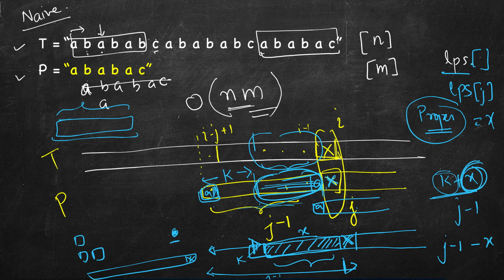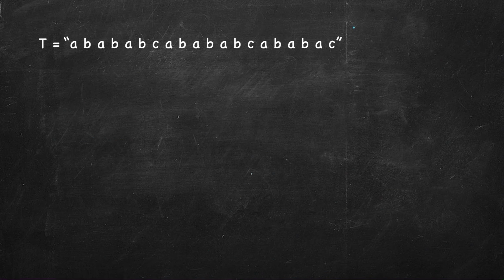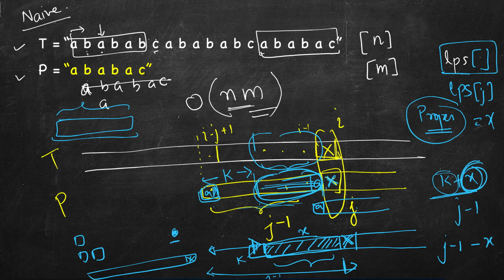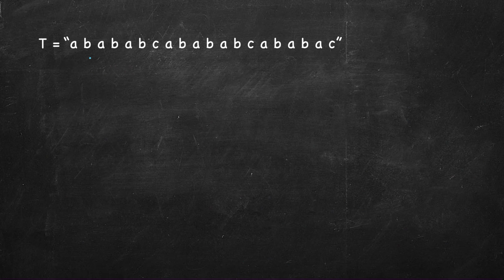Now the question is how to calculate this LPS array in the code. By looking at it will be easy, but how to calculate that? So let's write the pattern. It was A, B, A, B, A, C. So for the first character, it will be 0 always.